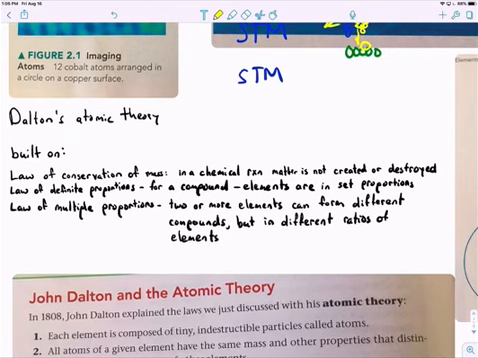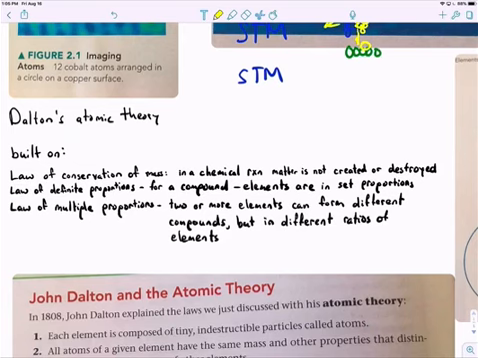Okay, so those are the three laws that he took, and he took it a little bit further to say that there are these tiny things called atoms that exist. They're small, they're all the same for each element, they're indestructible, and what you're doing in chemical processes is just changing atoms. And he was right about something.